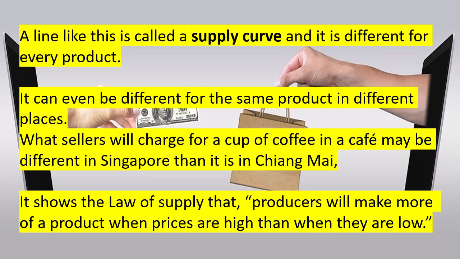So a line like this is called a supply curve, C-U-R-V-E. So it's not a straight line. And it's different for every product. It can even be different for the same product in different places. So what sellers will charge for a cup of coffee in a cafe may be different in Singapore than it is in Chiang Mai. But it shows the law of supply, that producers will make more of a product when prices are high than when they are low.